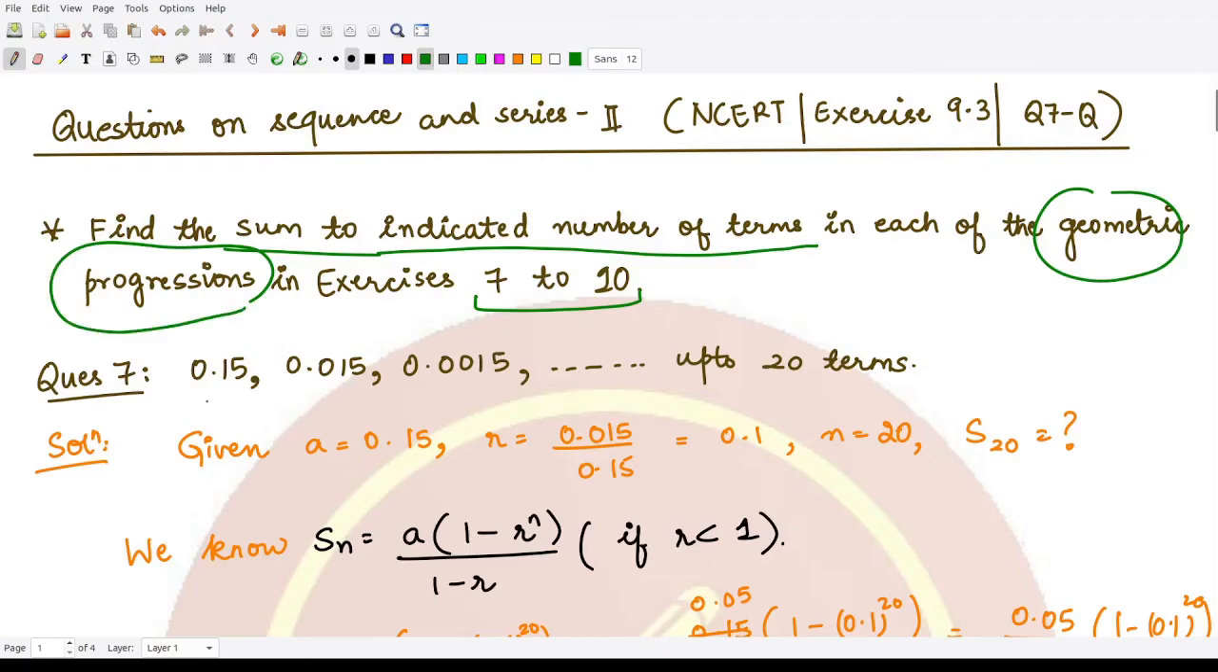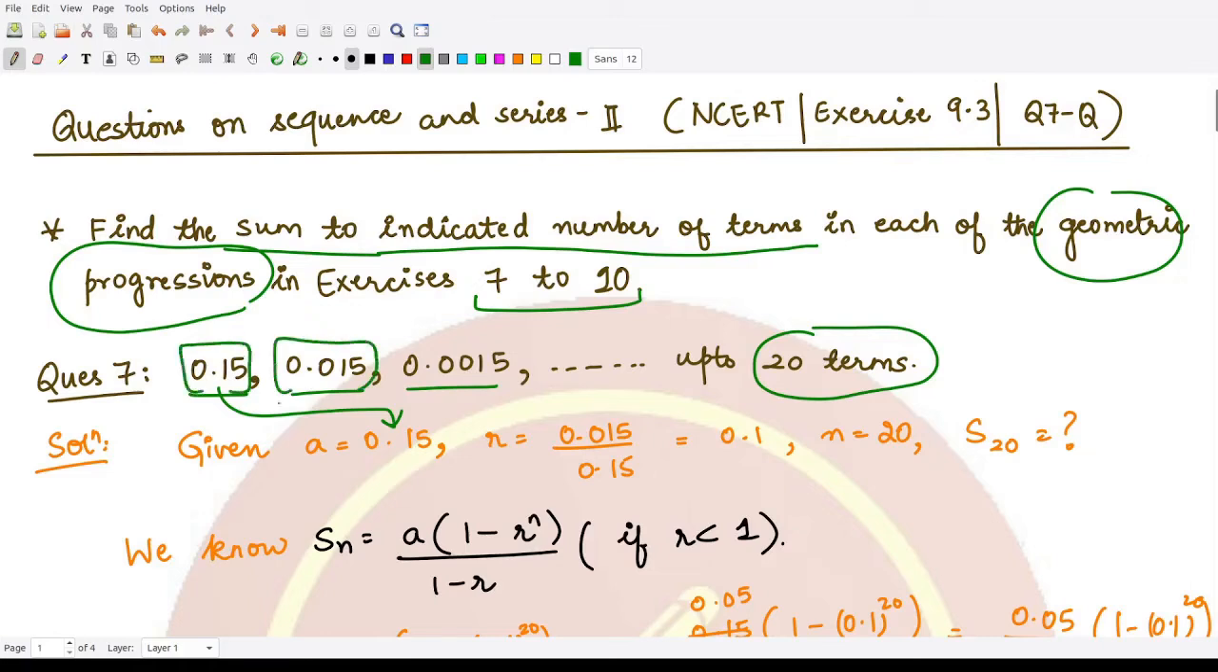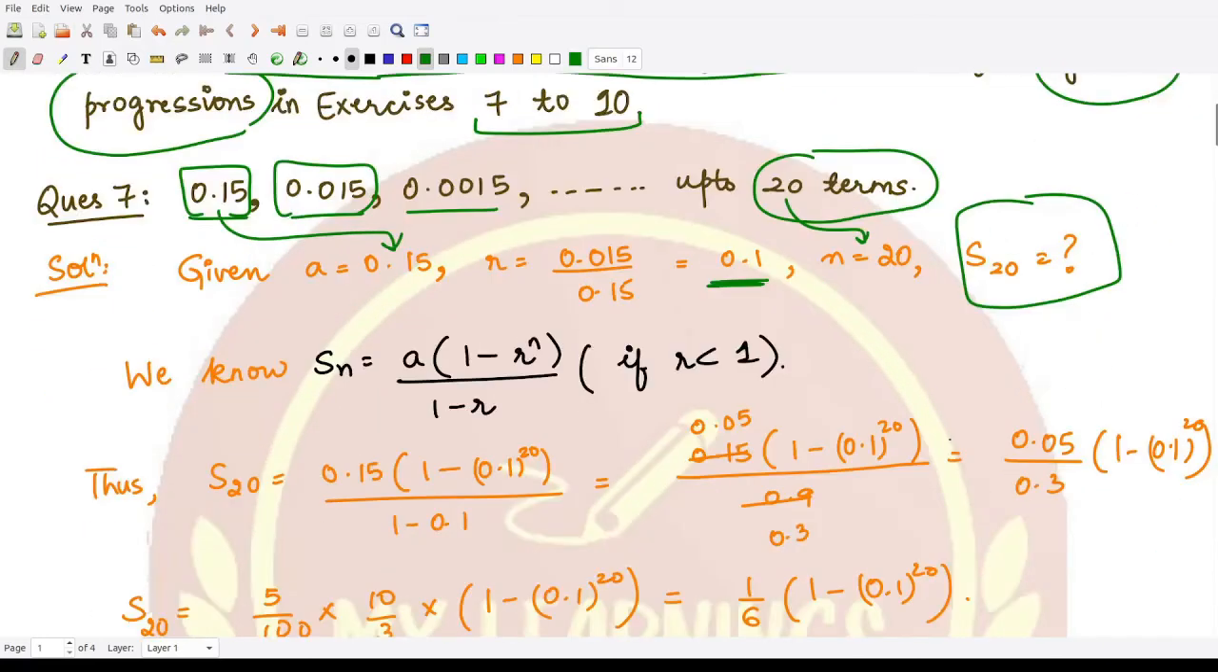In the seventh question, the geometric progression that is given to us is 0.15, 0.015, 0.0015 and so on. We need to find the sum up to 20 terms here. So here a is given to be 0.15, that is clear. In order to calculate the common ratio, we will divide the second term by the first term. So our common ratio comes out to be 0.1. n is given to be 20 in this case. So we want to calculate S20.